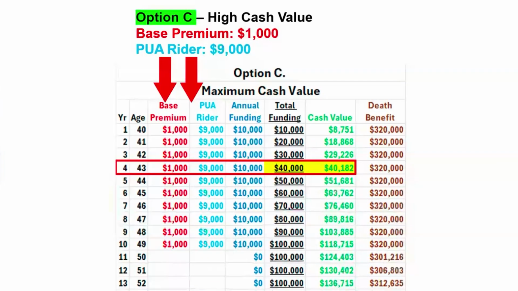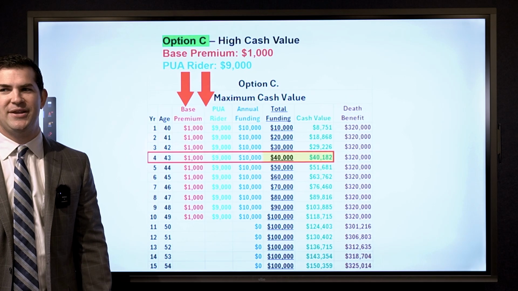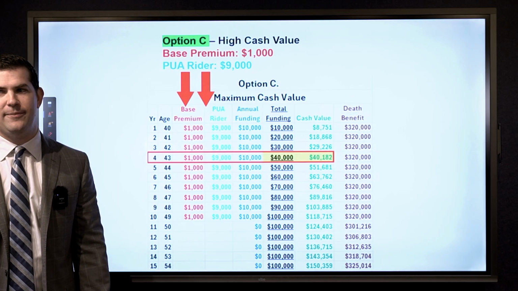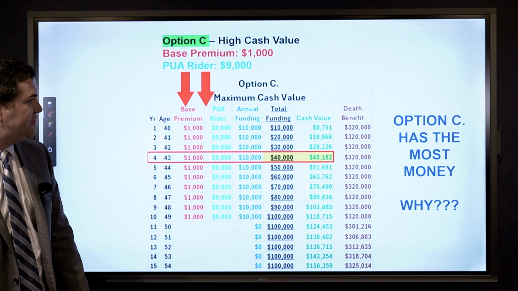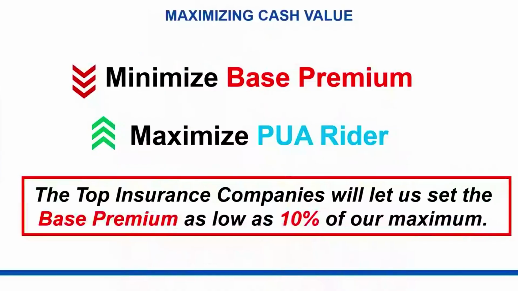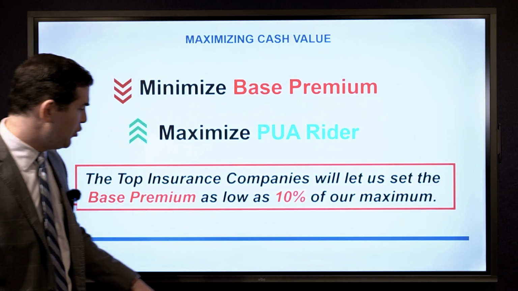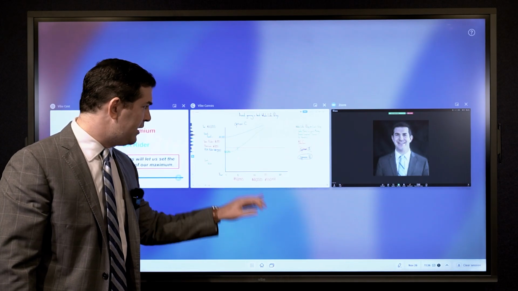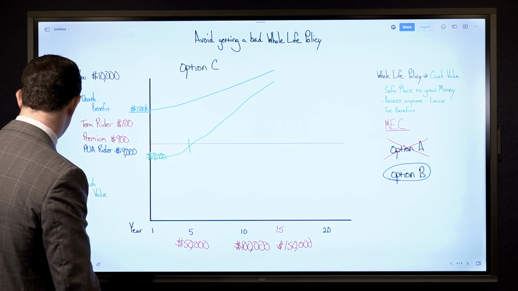And then if you look at option C, the good one, what do you notice? A $1,000 premium, plow the rest into PUAs, and you have a lot more money in cash value. That's the lesson right there. Minimizing the premium and maximizing the PUA. So how do we avoid getting a bad whole life insurance policy?